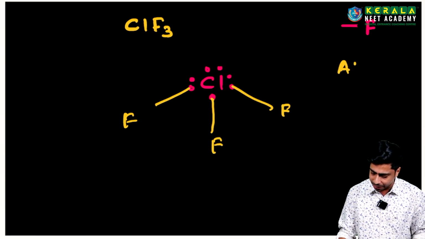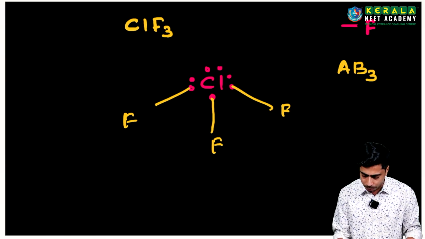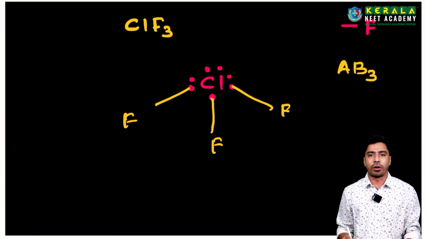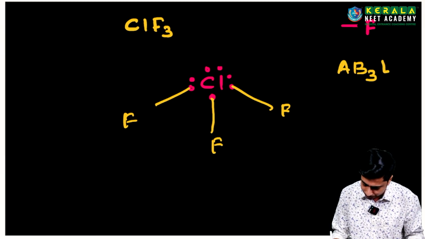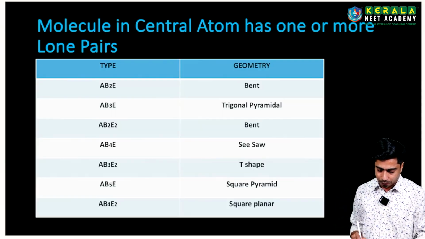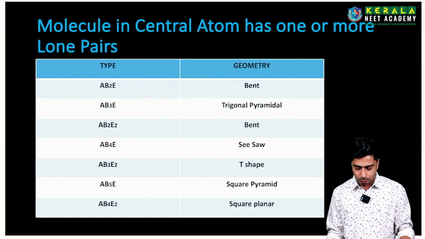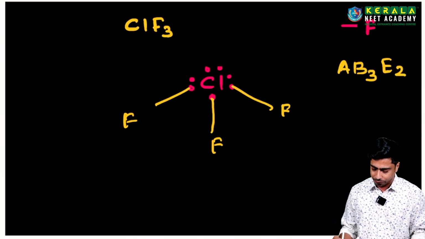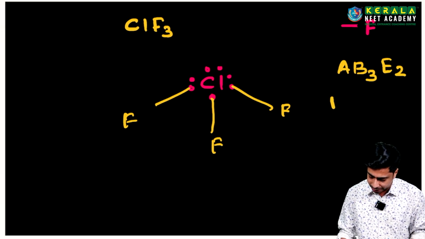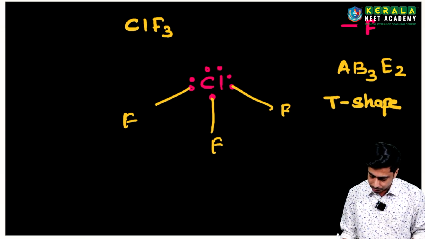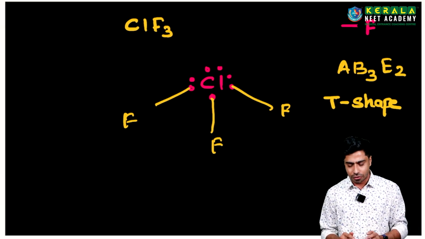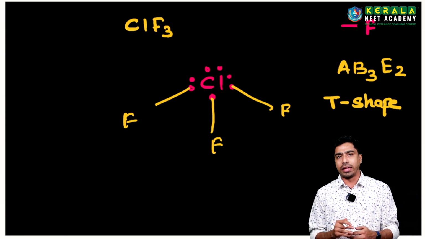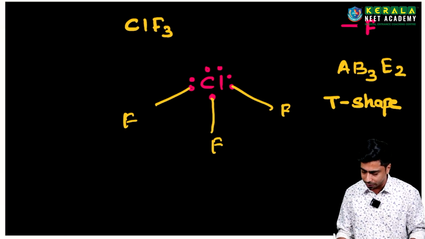So it will be AB3 type. And how many lone pairs remain? You have a total of 4 non-bonded electrons, and 4 non-bonded electrons make 2 lone pairs. So it is AB3E2. What will be the shape of AB3E2? An AB3E2 molecule will have a T shape. So the shape of ClF3 will be a T shape. With the presence of the lone pairs, if you go into detail, it will have a slightly bent T shape. But anyhow, we'll go with the T shape itself.